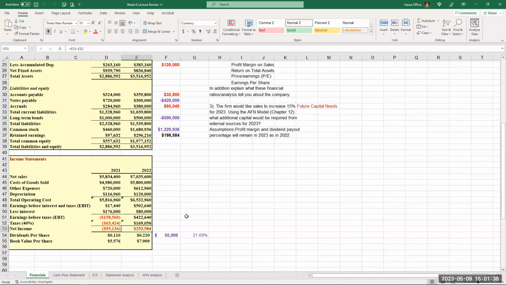$253,584. Net income is sales revenue minus operating expenses, in this case, cost of goods sold, other expenses, and depreciation. And we get our total operating costs. The operating costs subtracted from net sales gives us our earnings before interest and taxes. Another name for that is operating income.